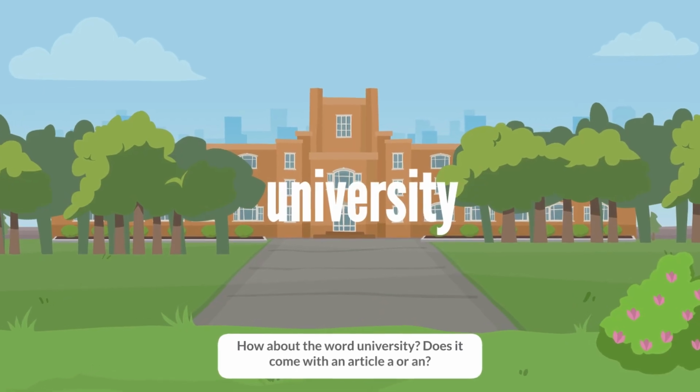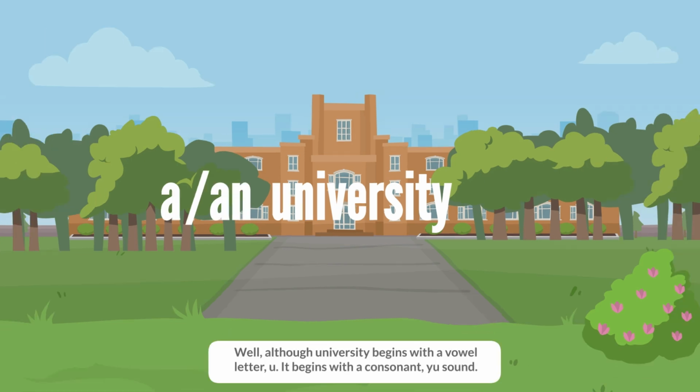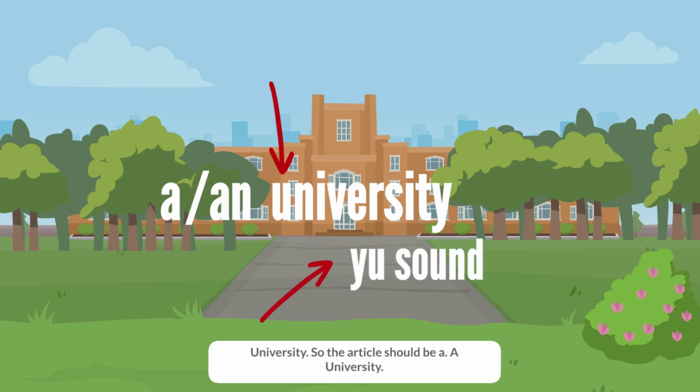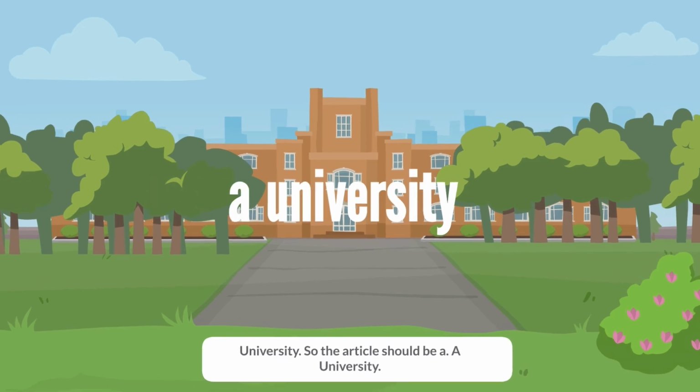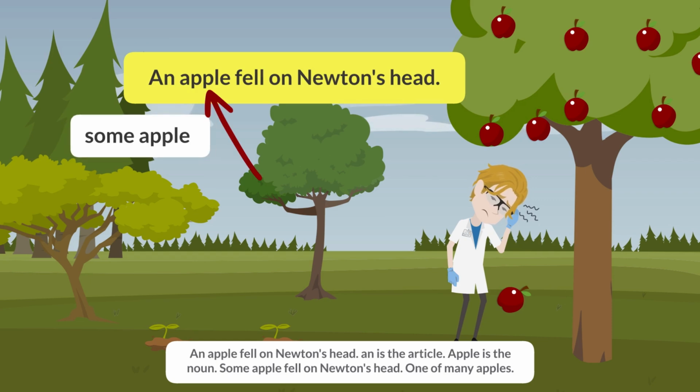How about the word university? Does it come with an article a or an? Well, although university begins with a vowel letter U, it begins with a consonant sound, yu, university. So the article should be a university. An apple fell on Newton's head. An is the article. Apple is the noun. Some apple fell on Newton's head.